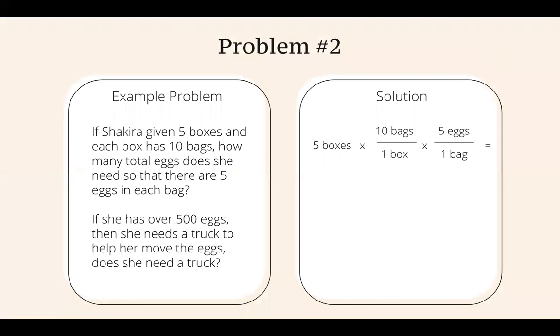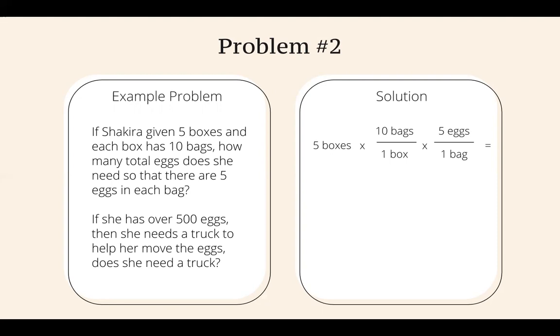Now let's try to solve this problem on our own using the problem-solving process. Feel free to pause the video and work independently before you look at the solution. If Shakira is given 5 boxes and each box has 10 bags, how many total eggs does she need so that there are 5 eggs in each bag? If she has over 500 eggs, then she needs a truck to help her move the eggs. Does she need a truck?